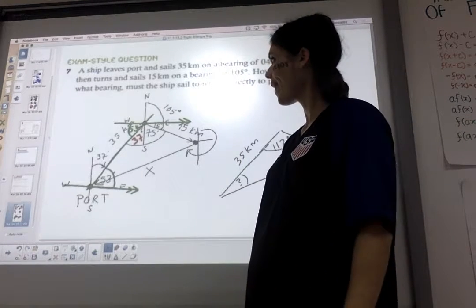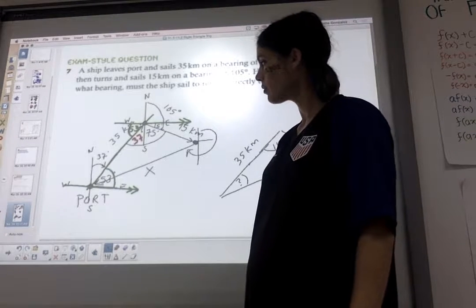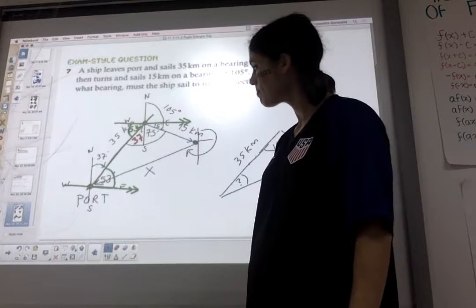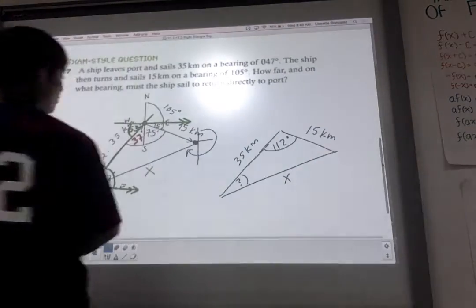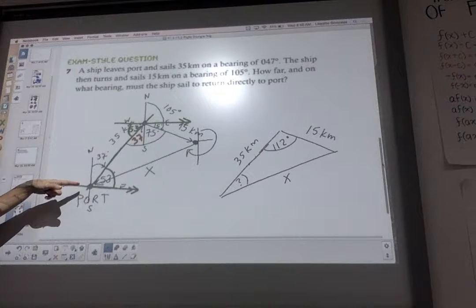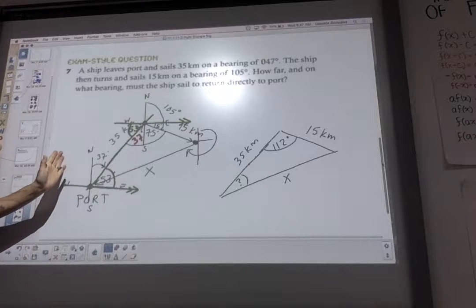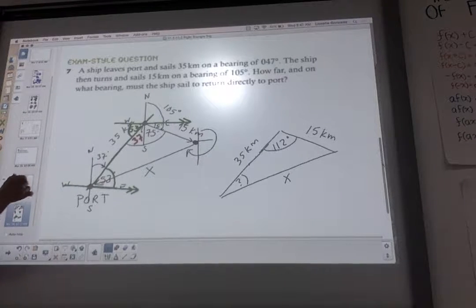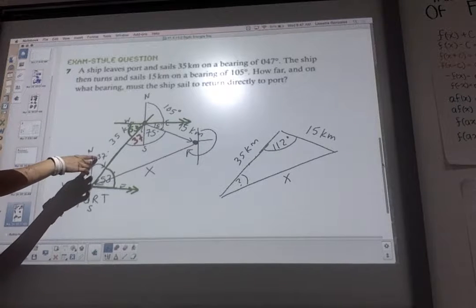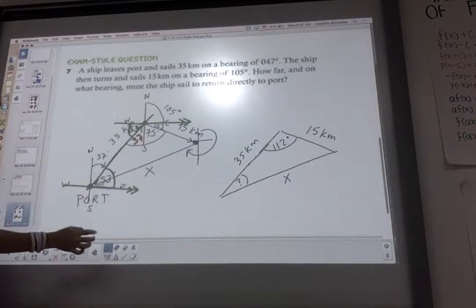I have a question. So it's going on a bearing right there of 47. So why is there a 53 and a 37? Shouldn't it be a 47? Okay, let's start from the beginning. A ship leaves port. So here I labeled it port. A ship leaves port and sails 35 kilometers. So that's 35 kilometers there, on a bearing of... Oh, that's what you're saying? Yeah, that's probably why we're not getting the right answer. Because it's wrong. That should say 47. So that's probably why.